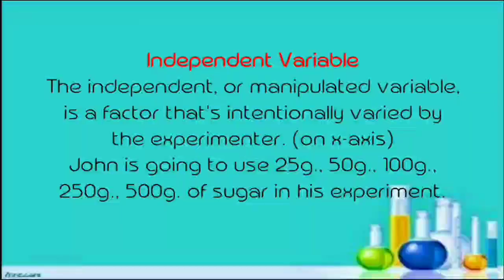Independent variable. The independent or manipulated variable is a factor that is intentionally varied by the experimenter. John is going to use 25 grams, 50 grams, 100 grams, 250 grams, 500 grams of sugar in his experiment. In Filipino, ang independent variable ay isang bagay na binabago mismo ng tagapagsaliksik. Halimbawa, gagamit si John ng 25 grams o kaya 50 grams o kaya 100 grams o 250 grams o 500 grams ng asukal sa kanyang eksperimento. Ito ay kanyang maaaring baguhin.